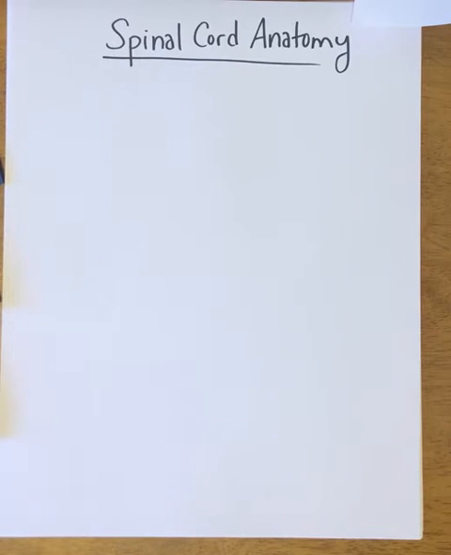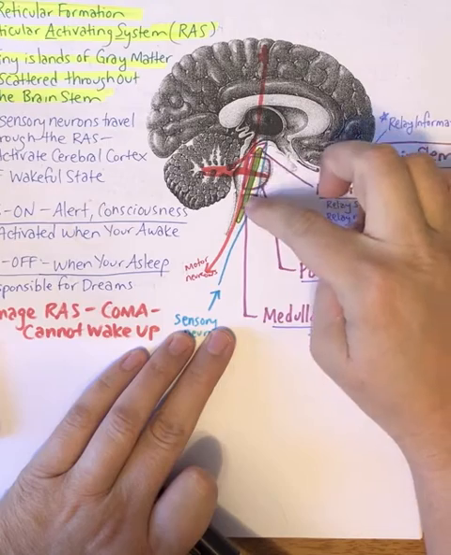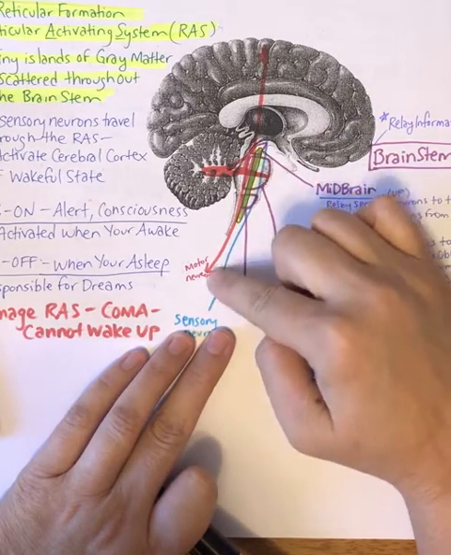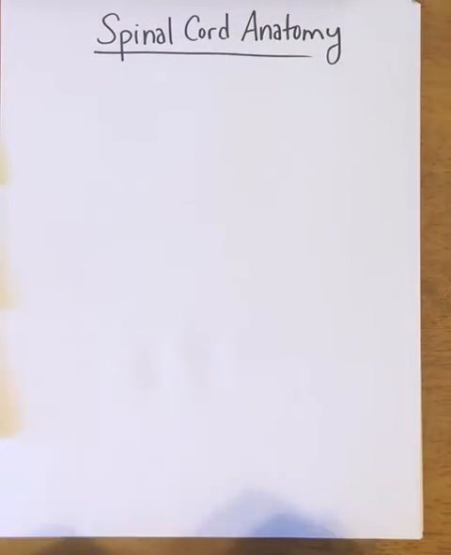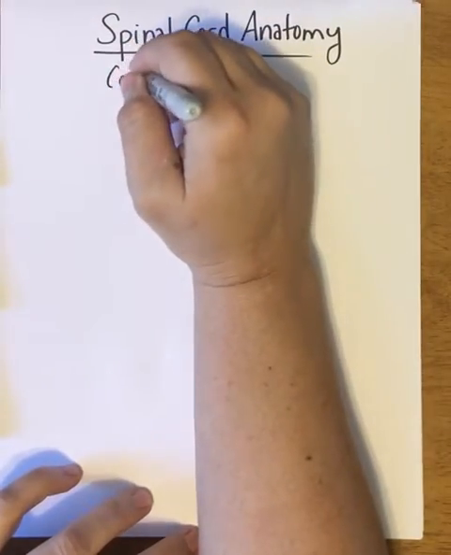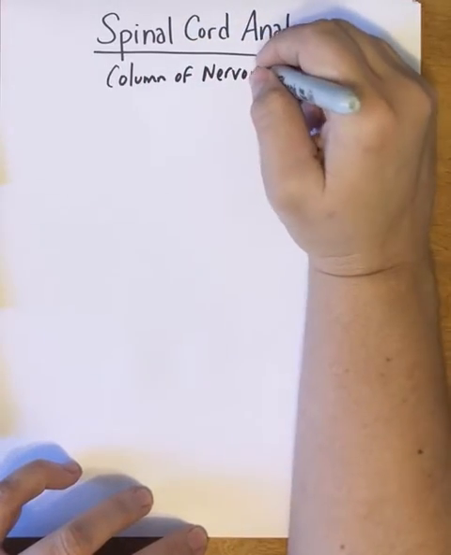Right, so we are going to do spinal cord anatomy, and then we will finish up with chapter 12. All right, so the spinal cord does continue off of the brain stem. So the brain stem is going to be the midbrain, the pons, and medulla oblongata. After the medulla oblongata, this is going to be the spinal cord. So the spinal cord is basically a column of nervous tissue that extends off of the brain stem.